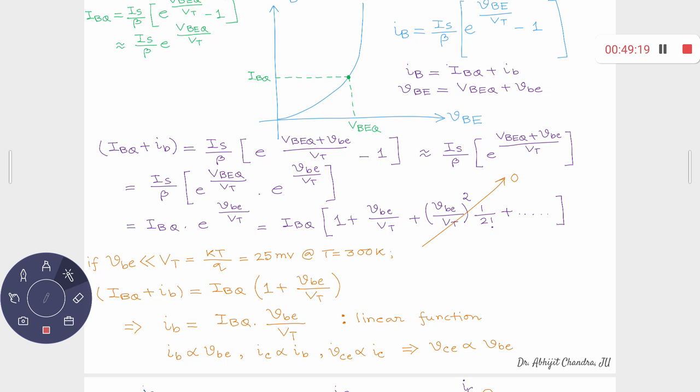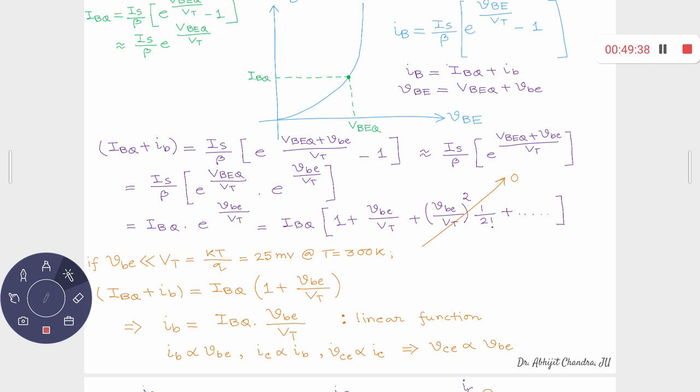And then ultimately IC and VC, this formula already you know. The output side, what was the KVL equation? IC RC plus VC is equal to 0. All of them linear stuff. The only problem was there in the input side, because ultimately it's an exponential nature.